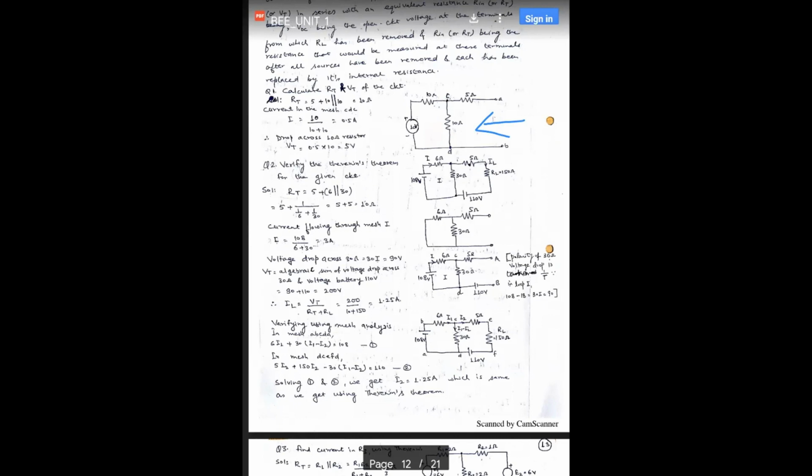Okay, so current will first move towards the 5 ohm, and at node C there will be current division. So this 10 ohm resistance and this 10 ohm resistance will be in parallel. So this is the parallel combination of these 10 ohm resistances, and then this will be in series with the 5 ohm. Okay, clear? So in this way we have calculated the Thevenin resistance.